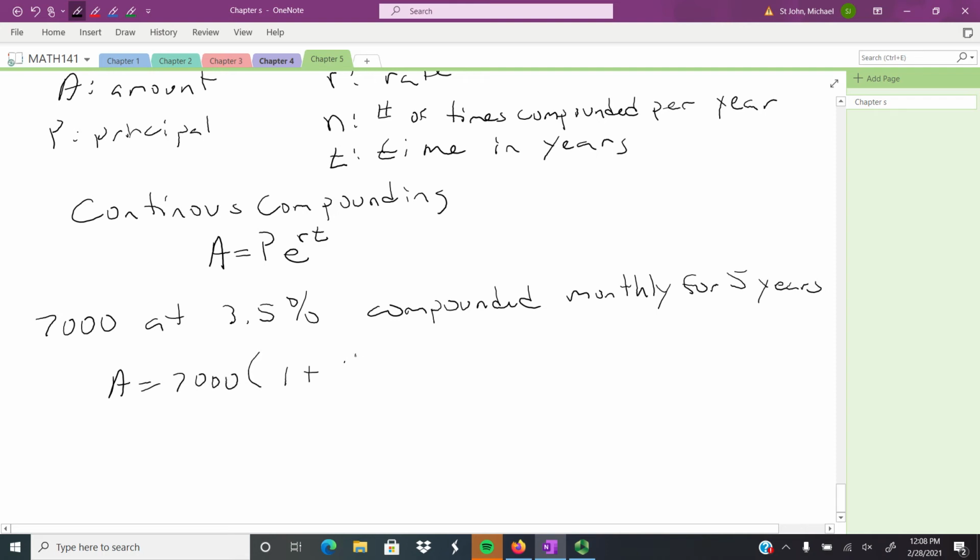So A is going to equal 7,000 times 1 plus 0.035, compounded monthly, so that means divided by 12. And the exponent is going to be 12 times 5. And you plug that in, we round this to the nearest penny, we get $8,336.60.